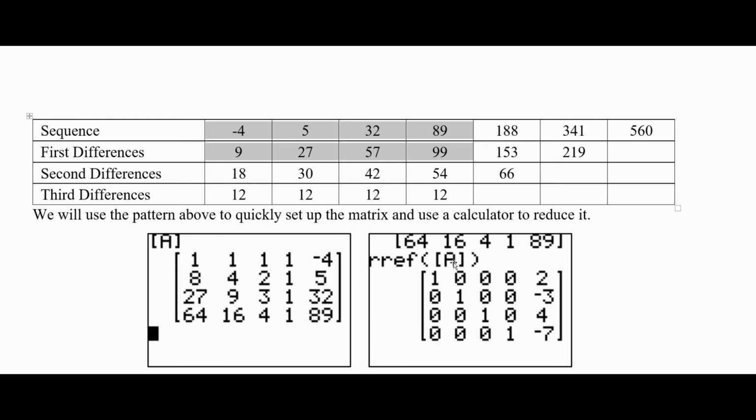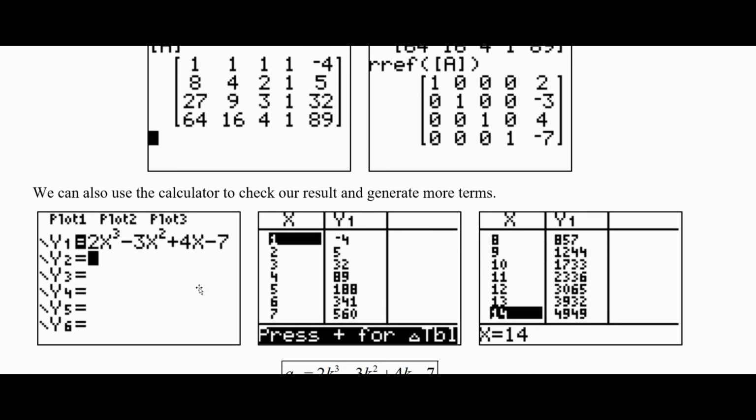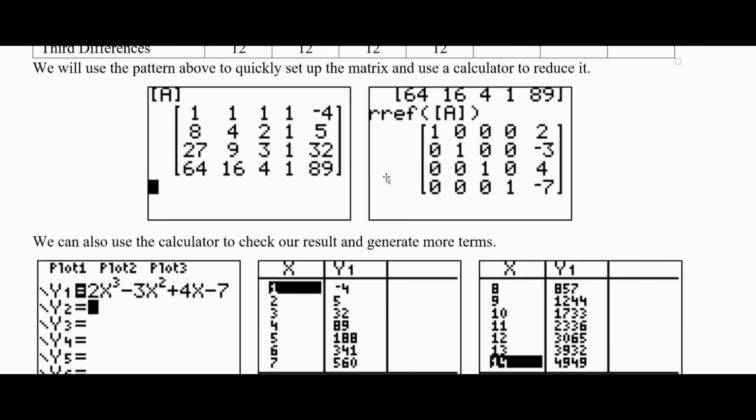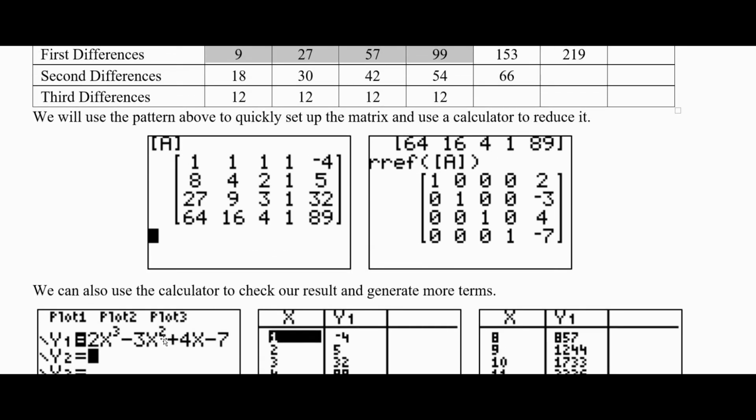Do RREF of that matrix, and we get this. This is actual output from a TI-84. And there's our A, B, C, and D. So our formula is 2x cubed minus 3x squared plus 4x minus 7. Actually, it should be k's instead of the x's. Instead of y1, it would be maybe a sub k. But I could do it with x's in my graphing calculator.